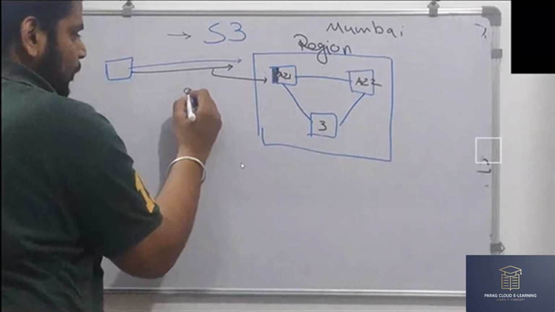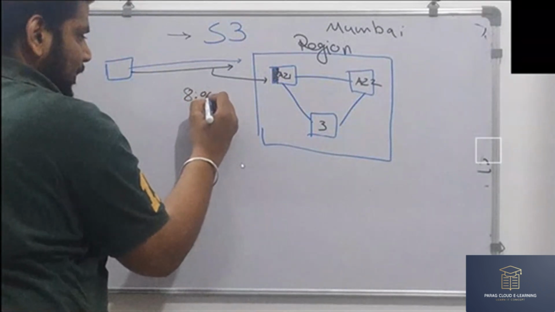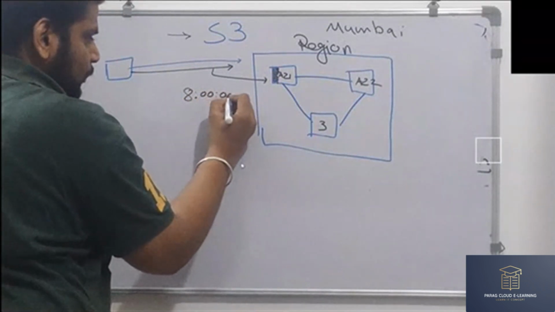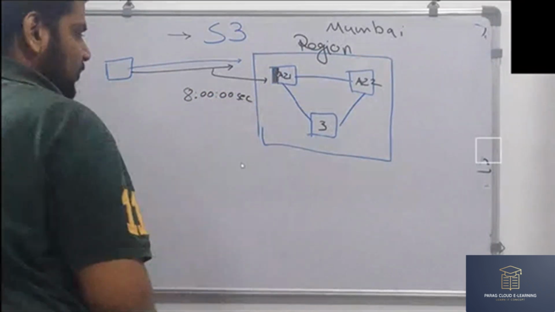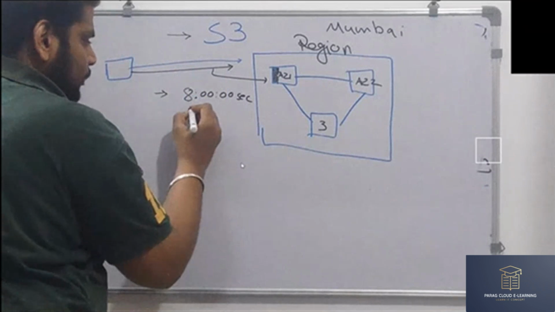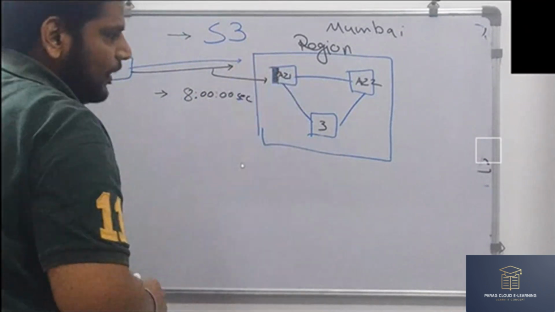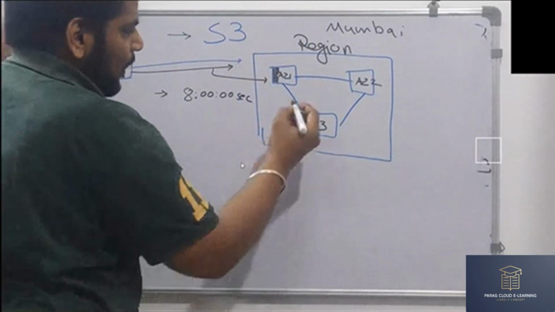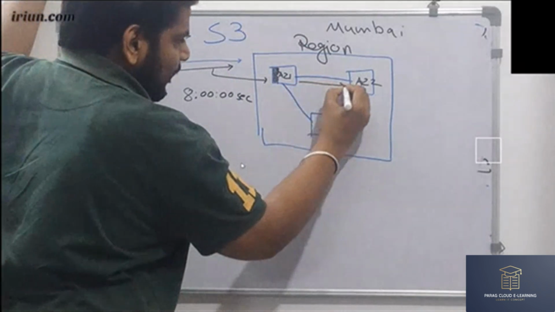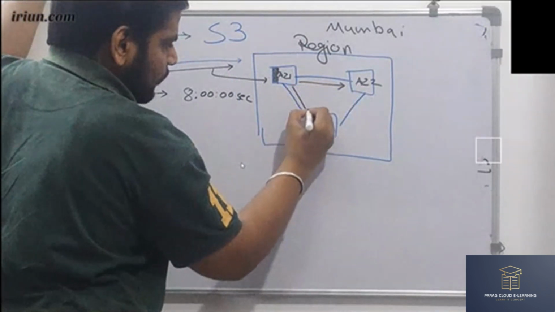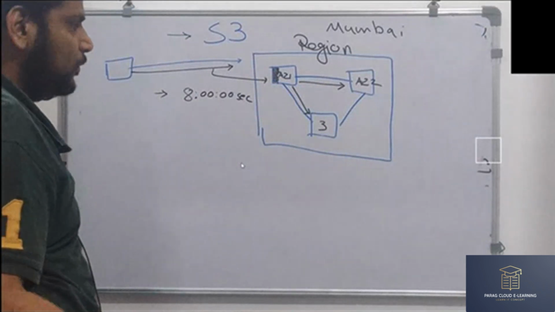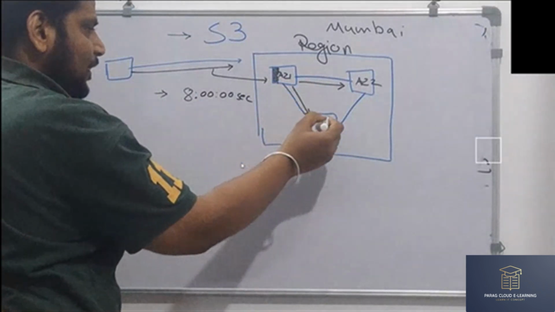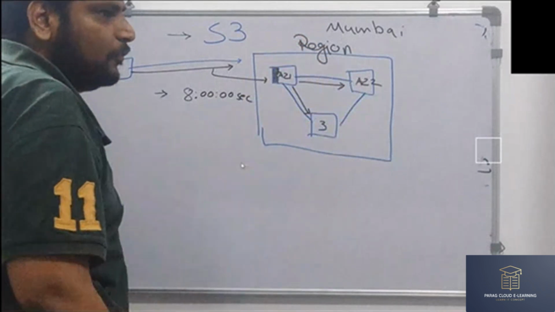Your file is uploaded here. Let's say you have uploaded your file at 8 p.m., 00 seconds. You have successfully uploaded your data. Now, as soon as you upload your data, Amazon will start replicating the data into different availability zones. As soon as you have uploaded your data, Amazon will start sending the data into the other two availability zones.